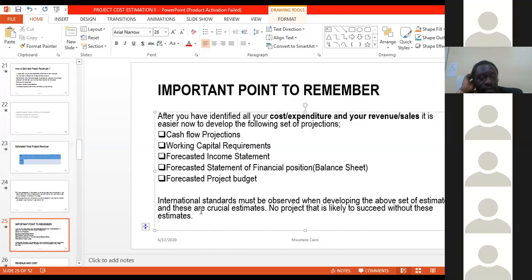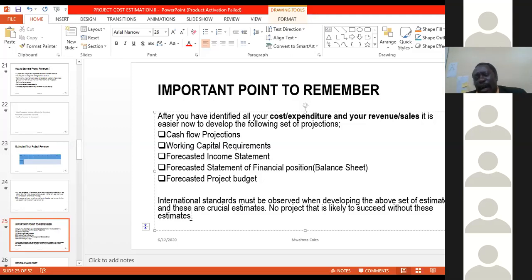All these elements must be included, and therefore, to some extent, you have to follow the international standard when preparing these, especially when it comes to categories. All projects will have assets. You need to predict liabilities, fixed assets, current assets, current liabilities. So this is all about predicting. But you can nicely predict if you have a good foundation from the cost and from the revenue. Those are the baseline.